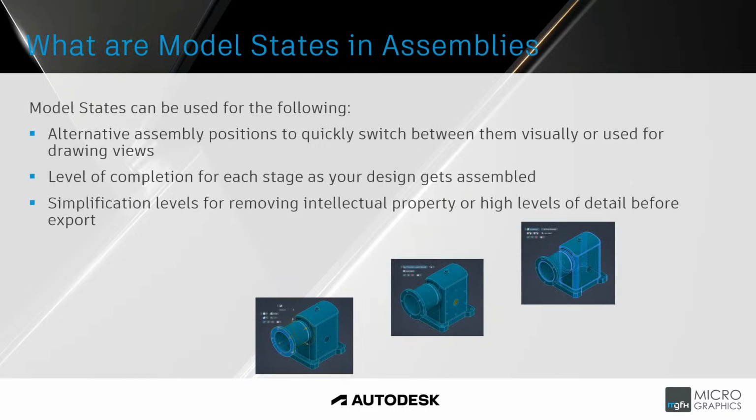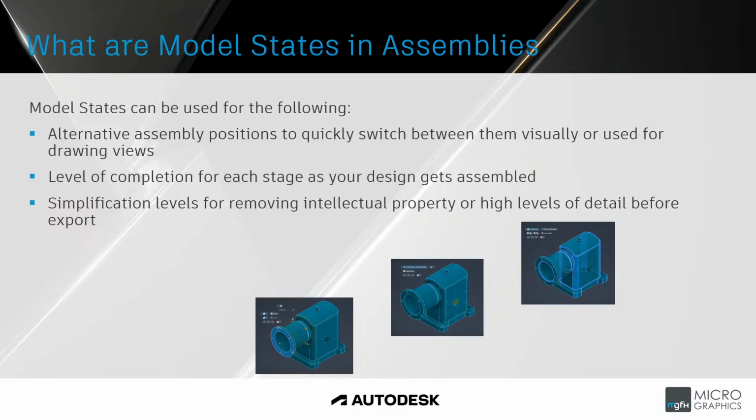Okay, so model states and assemblies. So how do we do this? Model states can be used for the following. Alternative assembly positions: maybe you are going to change a constraint at 0, 10, 15, 20, to show a bit of a gap in there. Then level of detail. You can do that in there as well. If you ever worked in the old level of detail, it kind of replaces that.